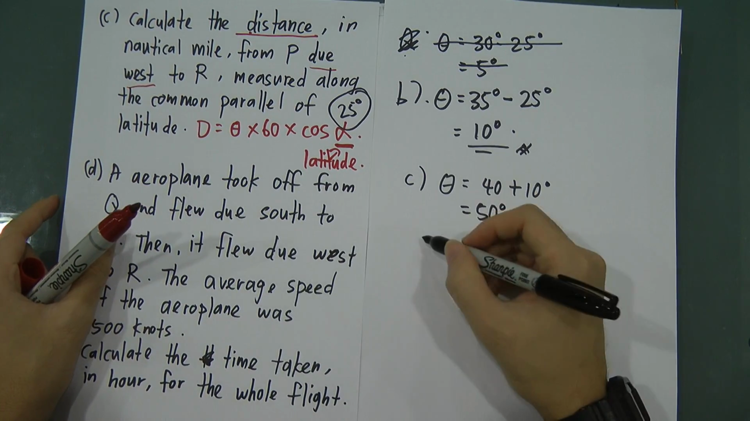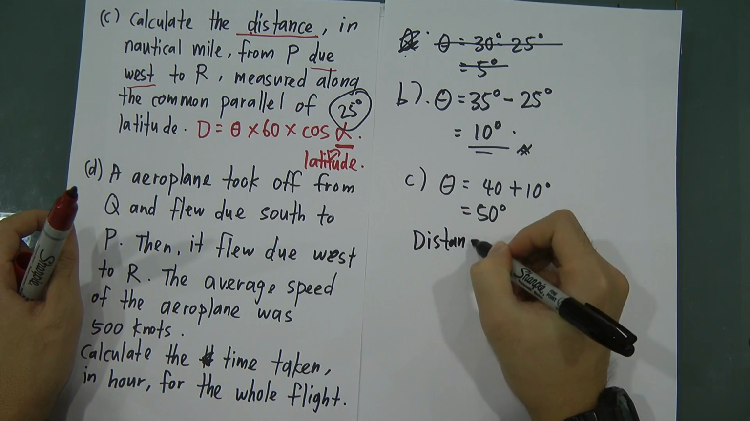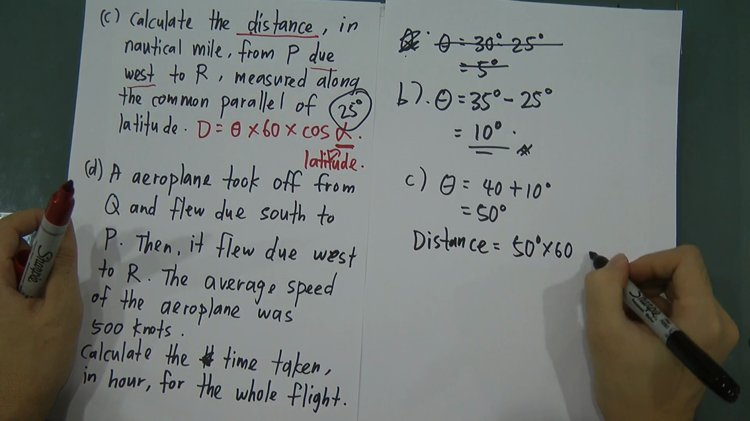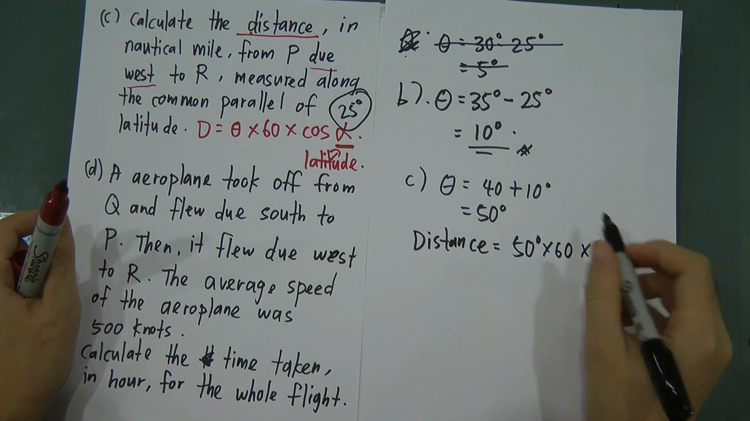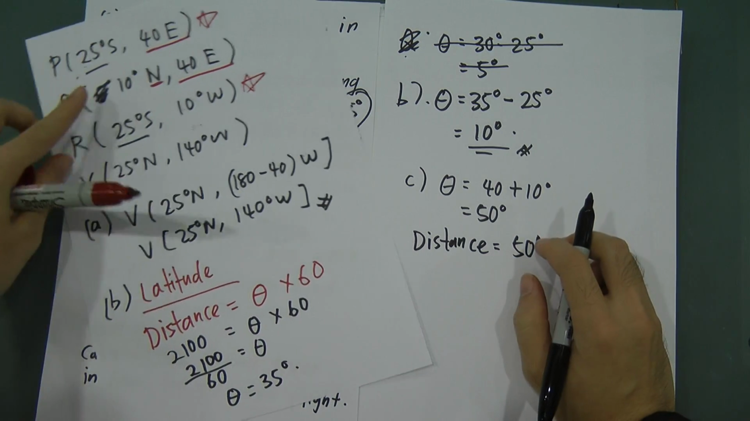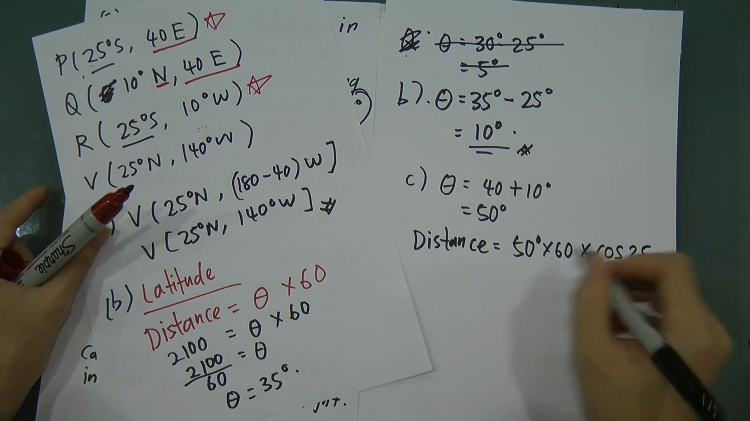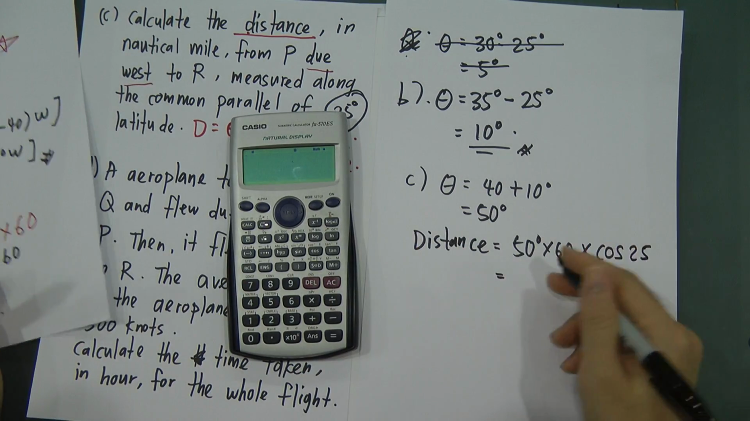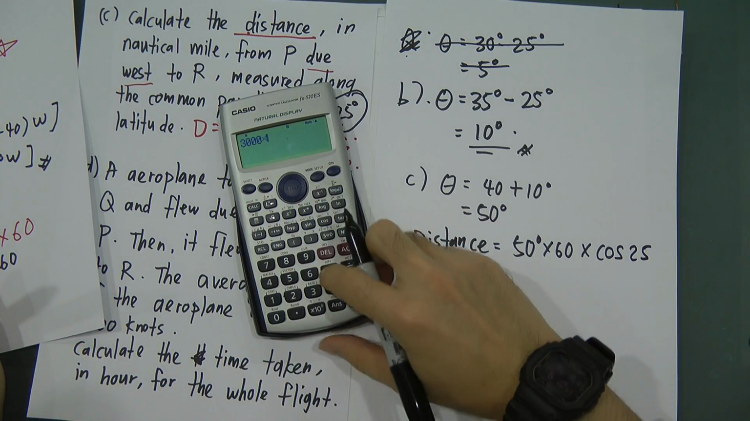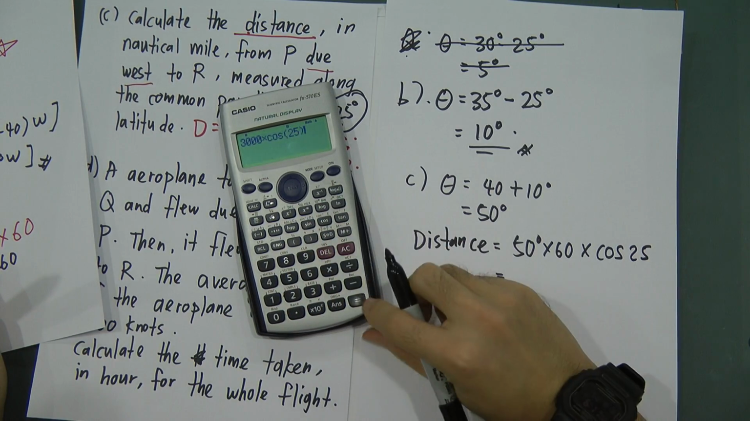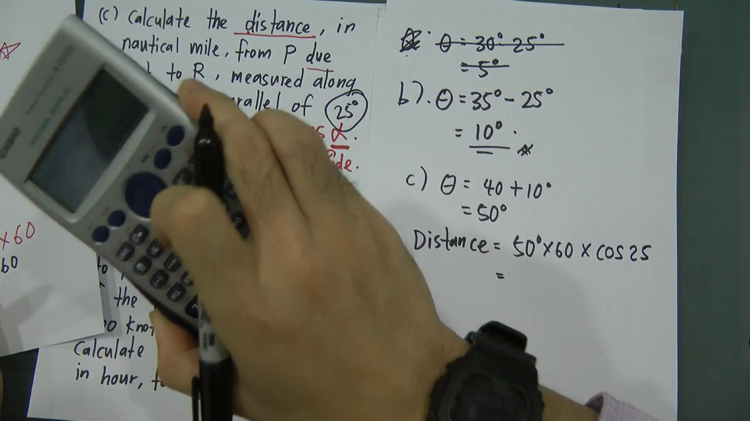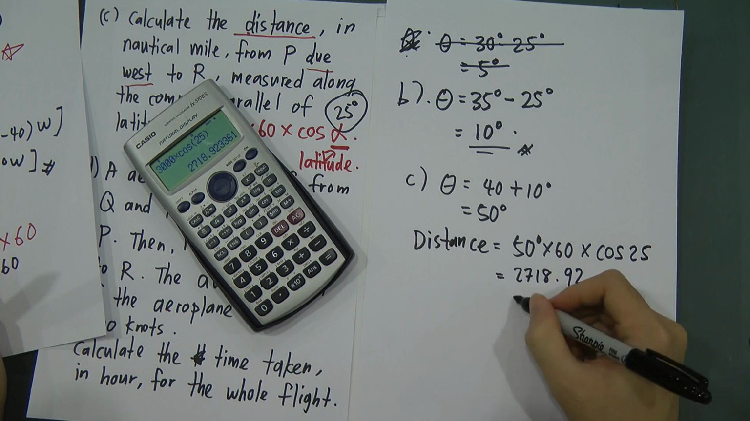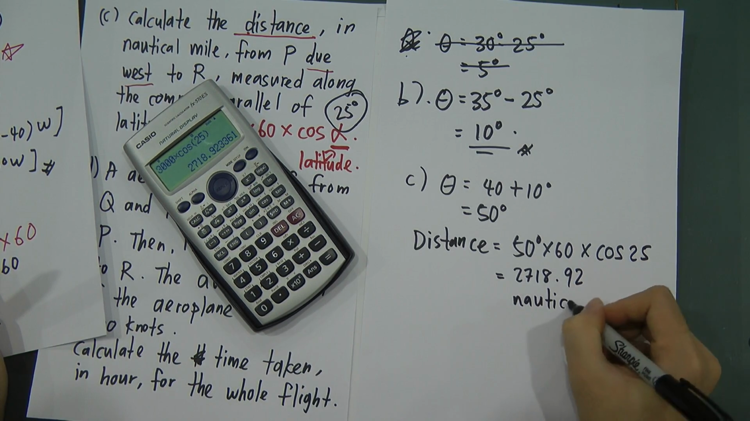However, this question asks us to find distance, so you must know the distance formula for longitude. Distance equals angle, 50, multiplied by 60, multiplied by cos alpha. Alpha is their latitude, which over here is 25. So cos 25, then you press the calculator. So this is 3000 multiplied by cos 25. Let me see. Alright, so you have got 2718.92 nautical miles. Nautical mile is nothing special, it's just a unit for the Earth.